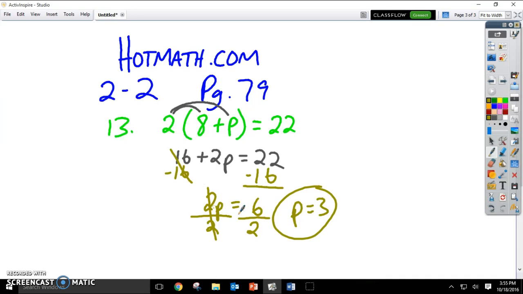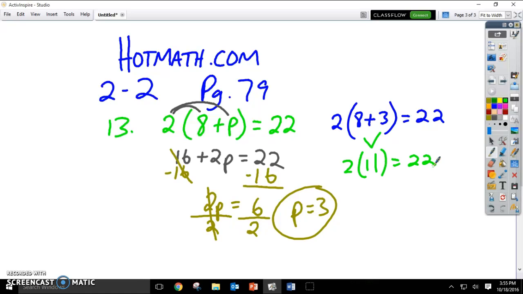And this also states to check our answer. When we check our answer, we are plugging in 3 for P in the original equation, so we would have 2 times the sum of 8 and 3 equals 22. First step would be parentheses. 8 plus 3 is 11, and 2 times 11 equals 22. 22 equals 22. So I know I did it correctly.